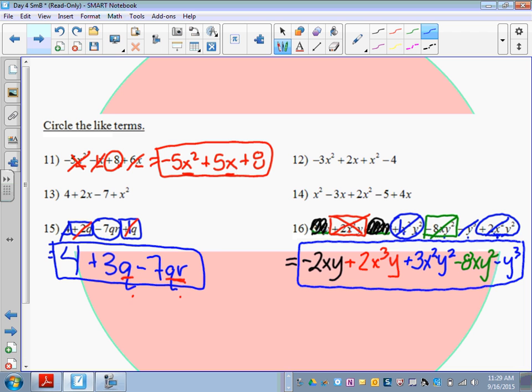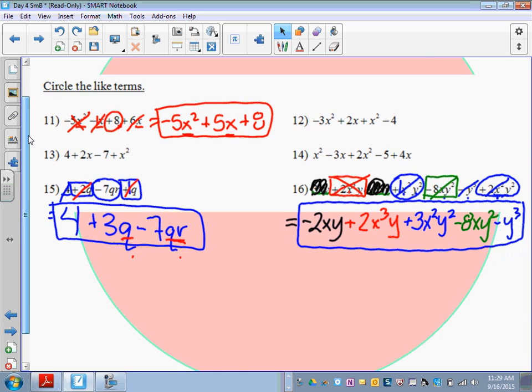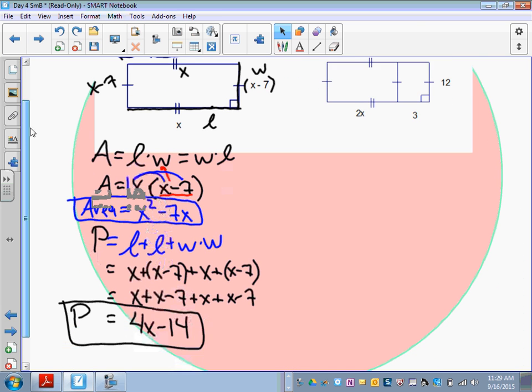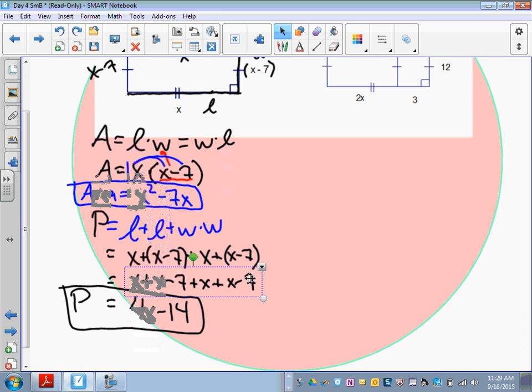Now, if when you went through, you maybe switched some of these around, so you might have had 2x cubed y before your negative 2xy, that's fine, as long as you have the proper terms combined together. Okay. So make sure when you're distributing that you also combine your like terms in the end, like we did with our perimeter problem here, how we combined our like terms within the perimeter.